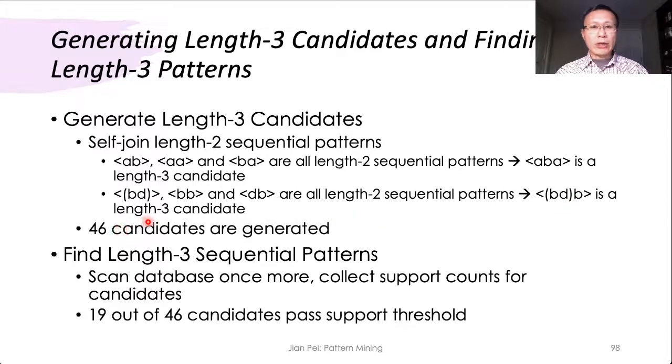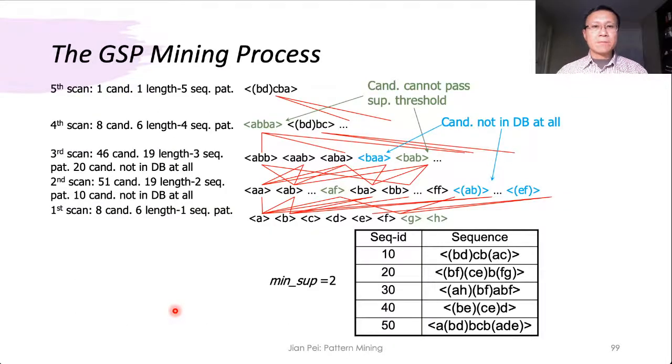In this way, we can generate 46 candidates in total. Then we scan the sequence database again to verify the support counts of those candidates. And we can find that 19 out of the 46 candidates pass the support threshold and become length 3 sequential patterns. The mining can continue iteratively until we either cannot generate longer candidates or all the candidates are infrequent.